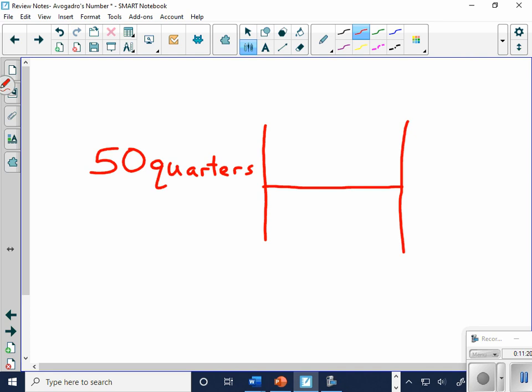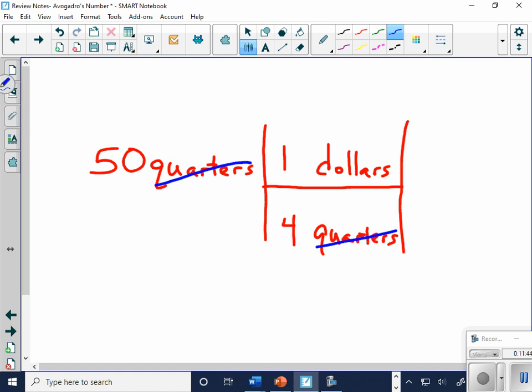Quarters, right? So I know that I have to have quarters on the bottom, and I'm going to dollars. Well, what's my conversion? I know that $1 has 4 quarters, right? $1 is 4 quarters. So as I do, my quarters will cancel. So my new label is going to be dollars.